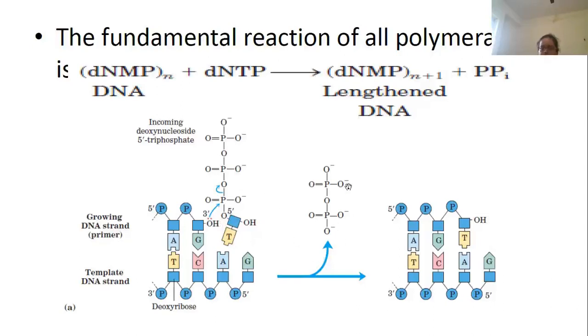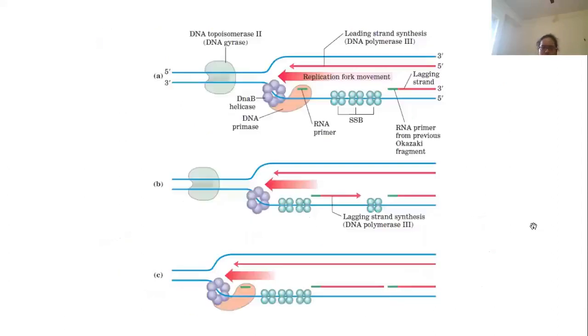Now, what chemical reaction is going on here? It has 3 phosphate groups because its structure is 5' triphosphate. So one of the phosphate groups will attach itself to the free 3' OH group. This will form the phosphodiester bond, okay? And the rest of the 2 phosphates will be released in this process, okay?